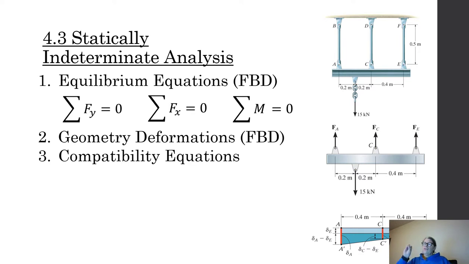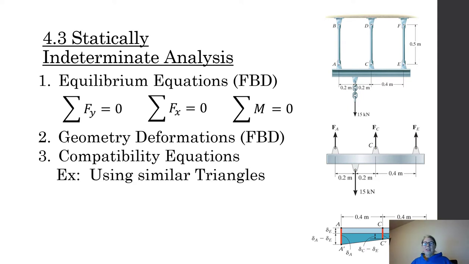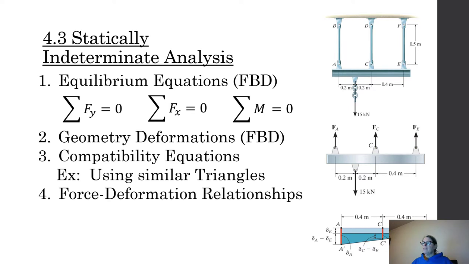And so I have drawn out my free body diagram for deformations, and now I can write some compatibility equations. I know that delta from C to C prime, well, if I take out the delta E across, I now have that delta C is to 0.4 as delta A minus delta E is to 0.8. So I'm able to have a relationship using similar triangles.